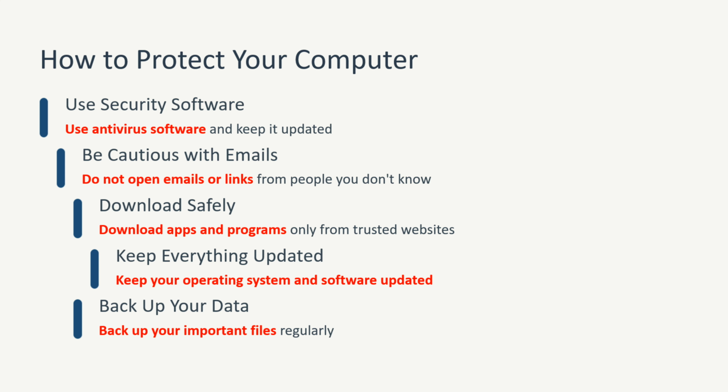How to protect your computer? Use antivirus software and keep it updated. Do not open emails or links from people you don't know. Download apps and programs only from trusted websites. Keep your operating system and software updated. Backup your important files regularly.